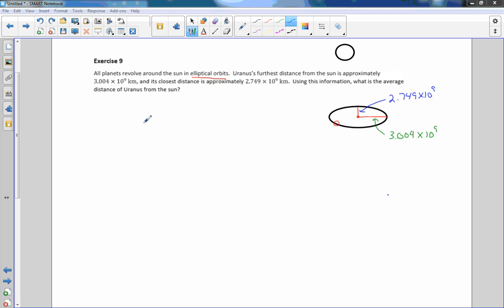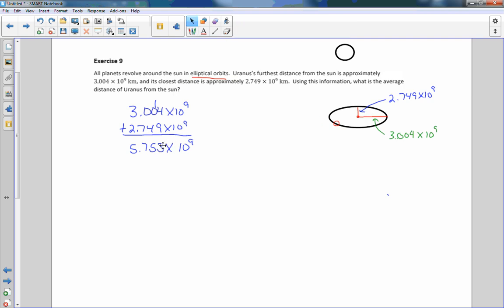Okay, so I'm going to take 3.004 times 10 to the 9th. I'm going to add 2.749 times 10 to the 9th. When adding, I need to make sure these are the same, and they are. So I'm going to get times 10 to the 9th. And 4 plus 9 is 13. 4 plus 1 is 5. 7 plus 0 is 7. And 3 plus 2 is 5. So the total distance, furthest and shortest of this is 5.753 times 10 to the 9th.